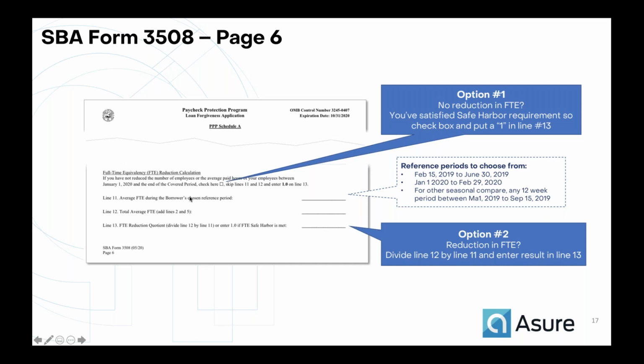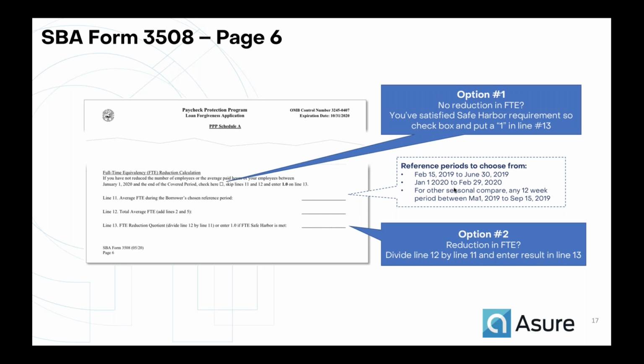Okay, so for the reference period, we've talked in detail in prior webinars, but just as a reminder, you have choices. Primarily it's 2 choices. When you take your line 12, what your current FTE is, divided by your reference period, you can refer back to either February 15th to June 30th, 2019, so essentially most of the first half of last year, or January 1st to February 29th of this year. Right, so maybe you're a growing business or you're a shrinking business. One of those 2 reference points might make more sense.